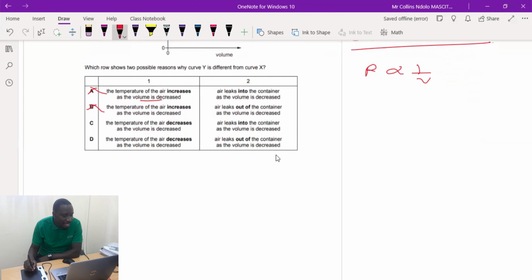The temperature of the air decreases as the volume is decreased. The temperature of the air, so that means now C and D, column 1 is correct. So that means I have to check the other side. That air leaks into the container. If air leaks into the container, that means there's going to be more number of particles. And that means the rate of collision with the walls of the container is going to increase, thereby increasing pressure. So when we increase the number of particles, we expect pressure to increase. And that means our correct answer is C.